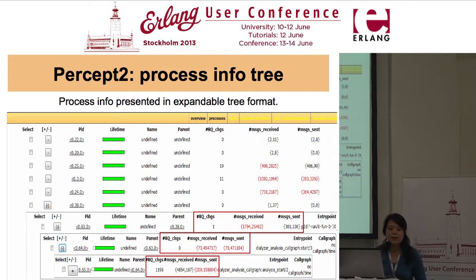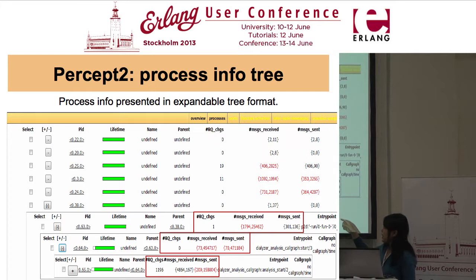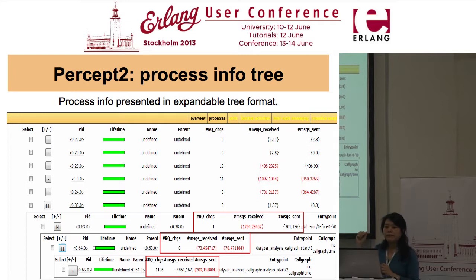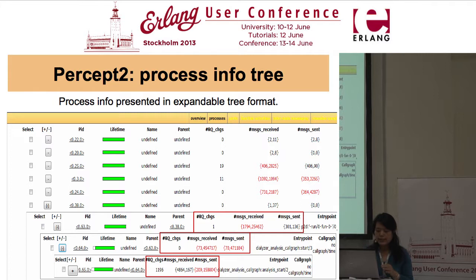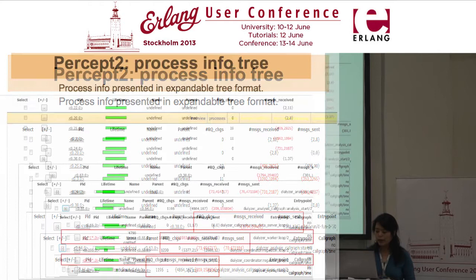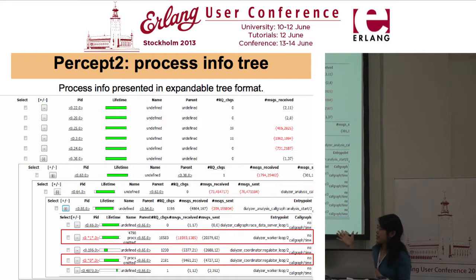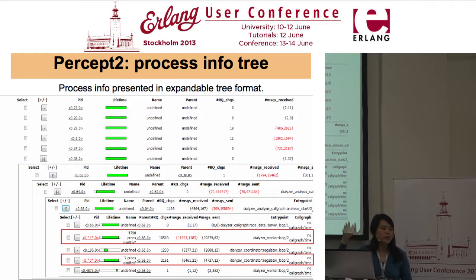For the data about messages sent and received, the first element in the tuple is the number of messages sent or received. The second is the average size of the message sent or received. I think it's in bytes. As I said, it's expandable: if you click the plus sign, you can go further down. And here you may notice a few things. In this example you have nearly 5,000 processes. If we put them in a single table, you'd get a huge table, so it's really hard to navigate.